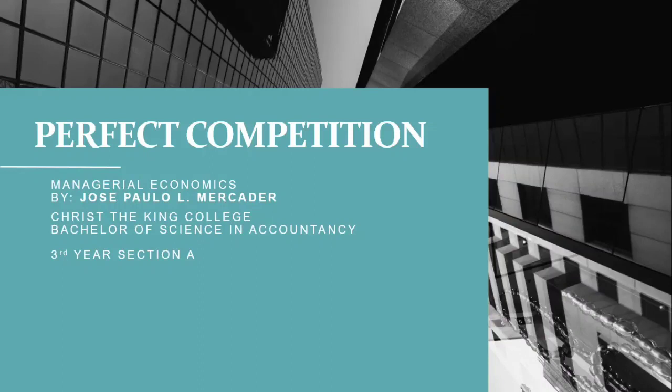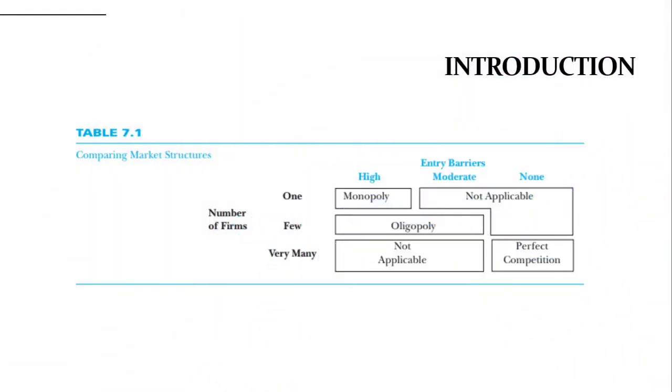And I am here to present to you the perfect competition in Chapter 2 of Managerial Economics. To begin with its introduction, this chapter and the three that follow focus on the spectrum of industry structures. Markets are typically divided into four main categories: perfect competition, monopolistic competition, oligopoly, and pure monopoly.